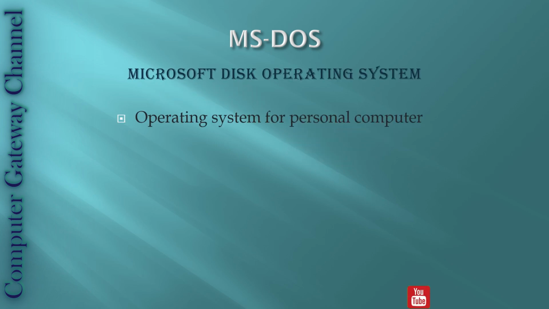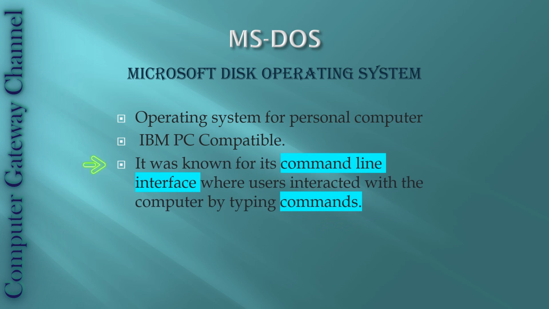MS-DOS stands for Microsoft Disk Operating System. It is the operating system that was used for personal computers in the 1980s and early 1990s. Microsoft Disk Operating System was the primary operating system for IBM PC compatibles in the 1980s. It was the first widely installed operating system on personal computers and was used until Windows 95 became the most popular operating system in 1995. It was known for its command line interface, where users interacted with the computer by typing commands.